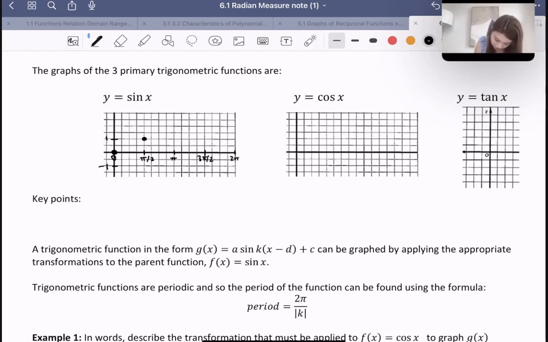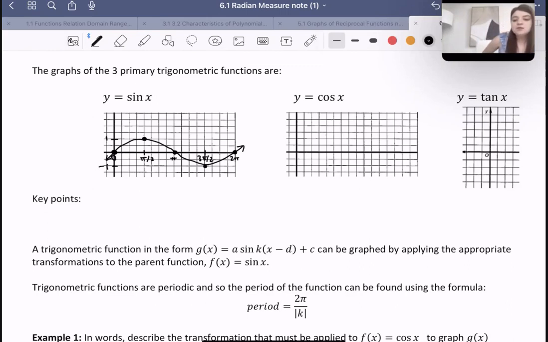And I'm sure you've already seen this. You may have only ever seen it with degrees before, not with radians, but now we're familiar with radians, and we know how to do radian measures, so we're good. But this shape of this graph should be very familiar to you, right? It's just the same as sine always was.